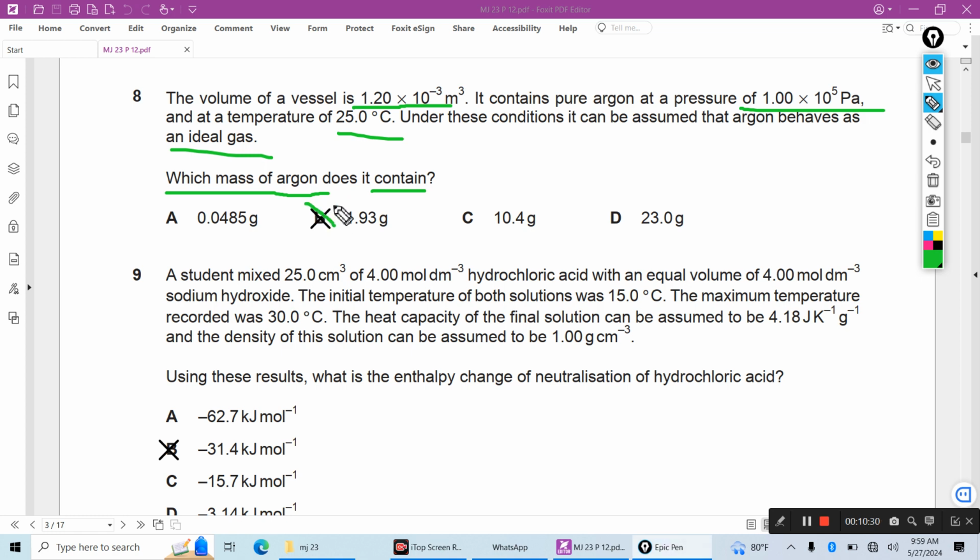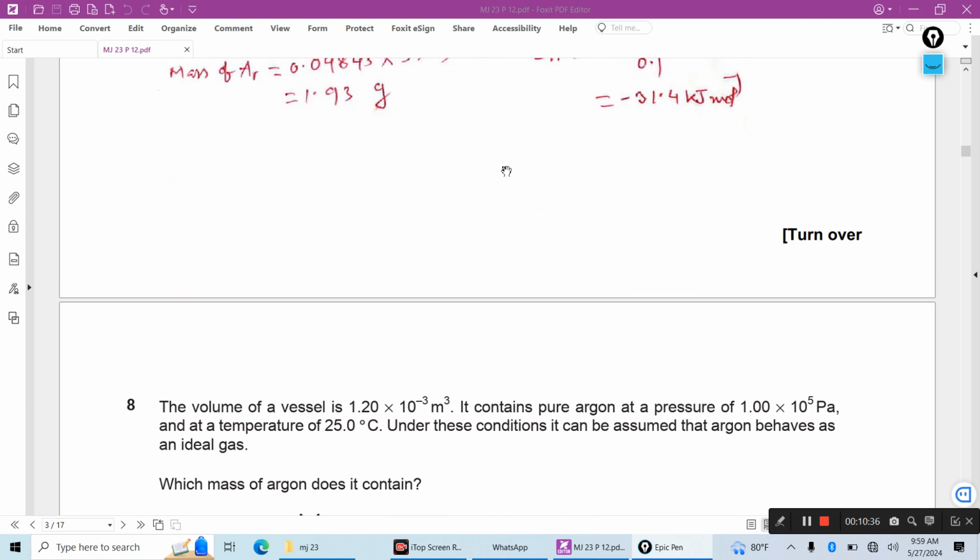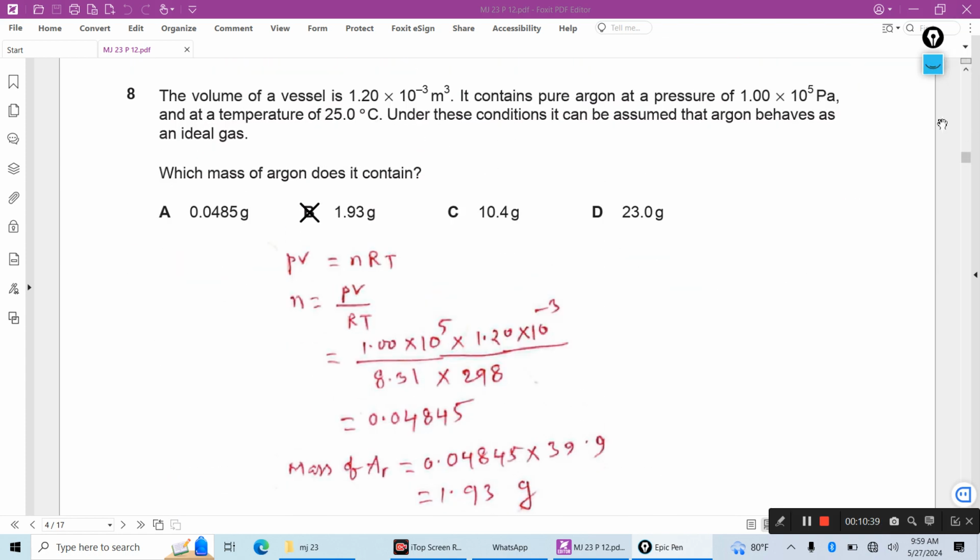If you calculate, you will get 1.93 gram. So how do you calculate? First, PV equals nRT, the ideal gas equation. So number of moles, n equals PV by RT. P is given, 1 times 10 to the power 5 Pascal. V is 1.2 times 10 to the power minus 3 meter cube, and R is 8.31.